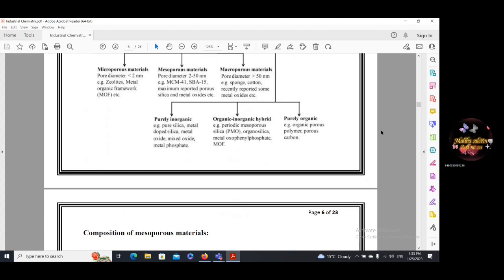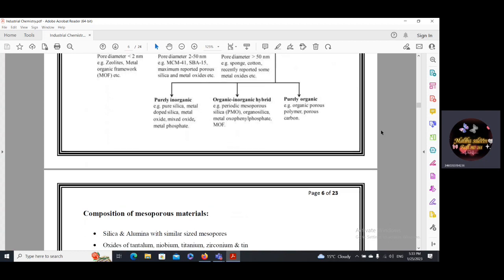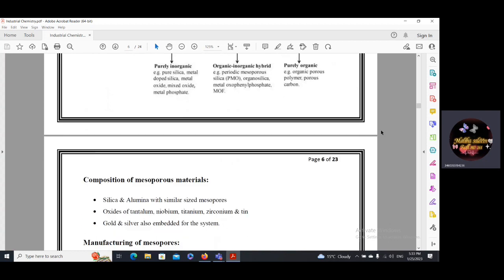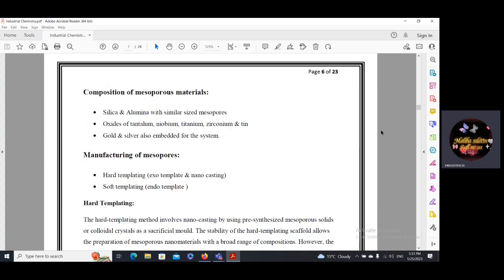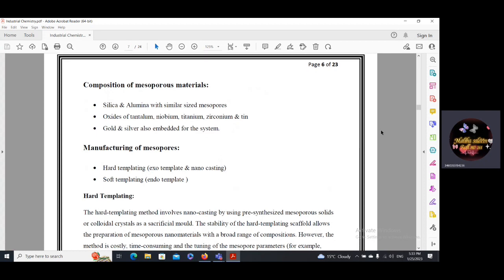Purely inorganic, for example, pure silica, metal-doped silica, metal oxide, mixed oxide, metal phosphate. Organic-inorganic, periodic mesoporous silica, organosilica, metal MOF. And the last one is purely organic, for example, organic porous polymer, porous carbons. Composition of mesoporous materials. Number one, silica and alumina with similar-sized mesopores. Number two, oxides of tantalum, niobium, titanium, zirconium, and tin. Number three, gold and silver also embedded in the system.